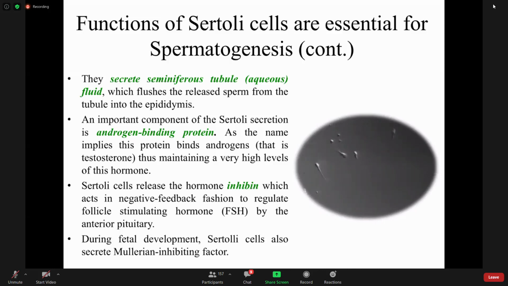In addition to this, Sertoli cells, as we said, are going to produce inhibin, which is going to directly suppress the FSH levels. It's not going to act directly on the anterior pituitary. However, it's mainly going to affect FSH level production.